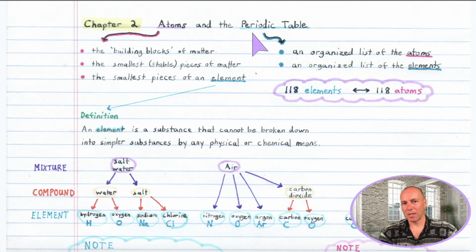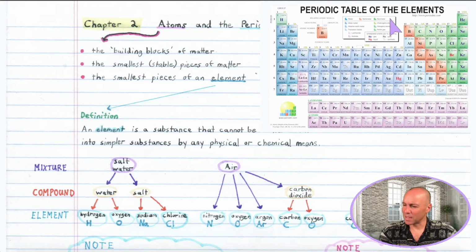So we've all seen the periodic table of elements, and what it really is, is an organized list of the different types of atoms that we know about. And it's also an organized list of the different types of elements, because for each element there is a corresponding atom. So let's take a quick look at the periodic table. This is my favorite one to look at right here. It has lots of information.